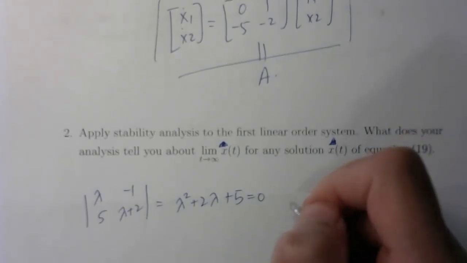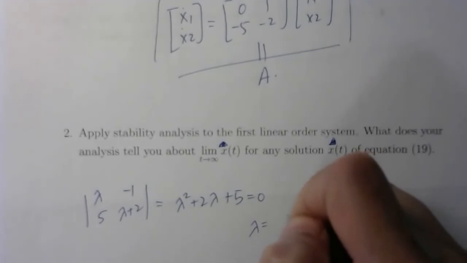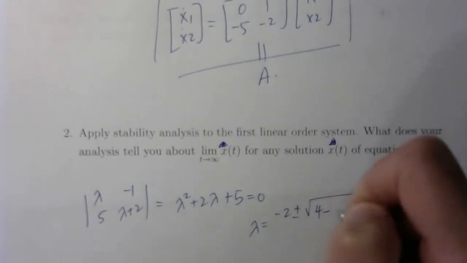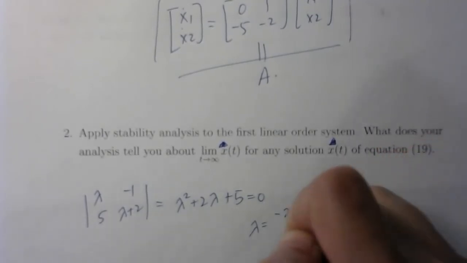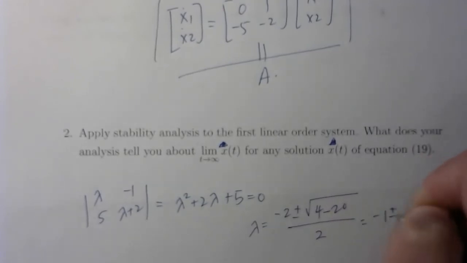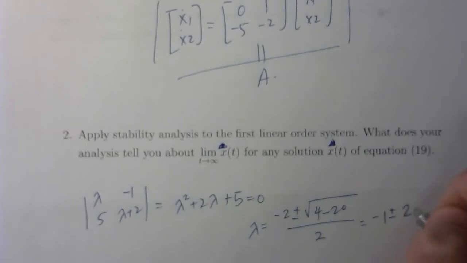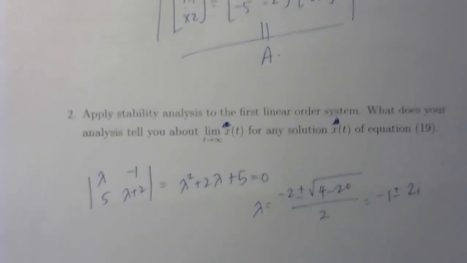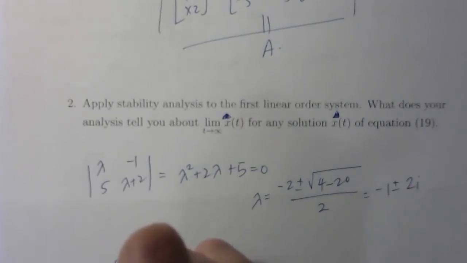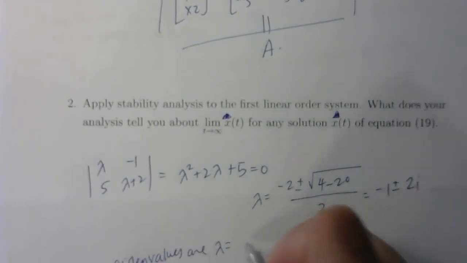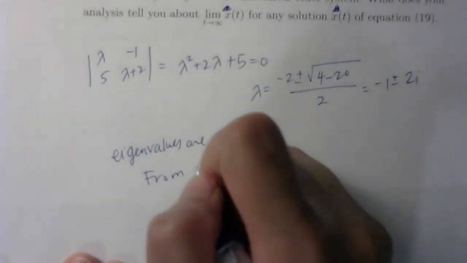I don't know what the factoring is, so we have negative b plus or minus the square root of b squared minus 4ac, all over 2a, so minus 1 plus or minus, let's see, what's this? This is minus 16, so 4i, divided by 2 is 2i, right? So the eigenvalues are lambda is -1 plus or minus 2i.